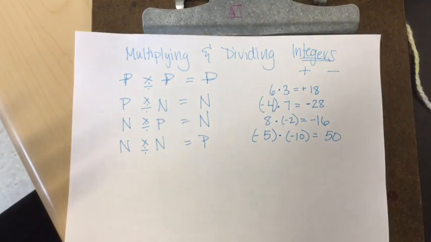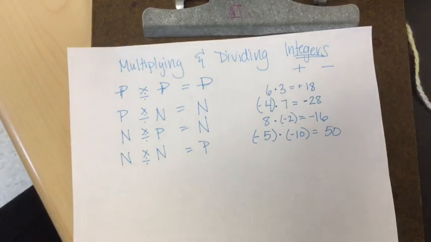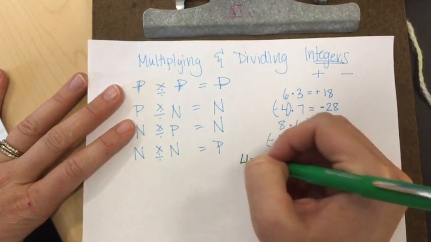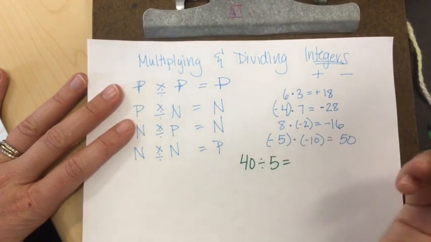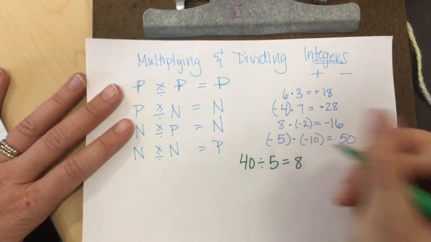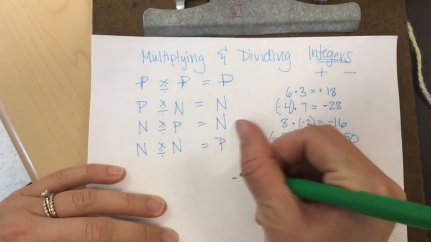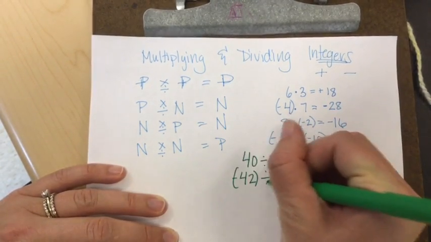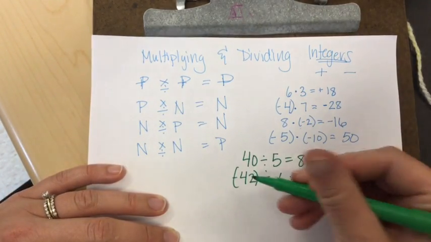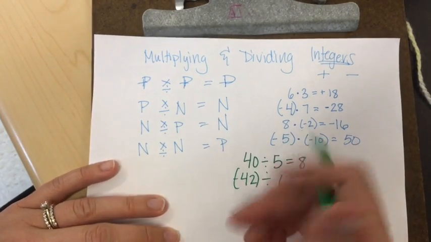Now, similarly, dividing, I'm going to go through a couple examples with you too. If you have a positive 40 divided by a positive 5, positive divided by positive is a positive number. 40 divided by 5 is 8. 8 is the answer here. If you take negative 42 and divide it by 6, a negative divided by a positive is a negative. 42 divided by 6 is 7. The answer to this problem is negative 7.